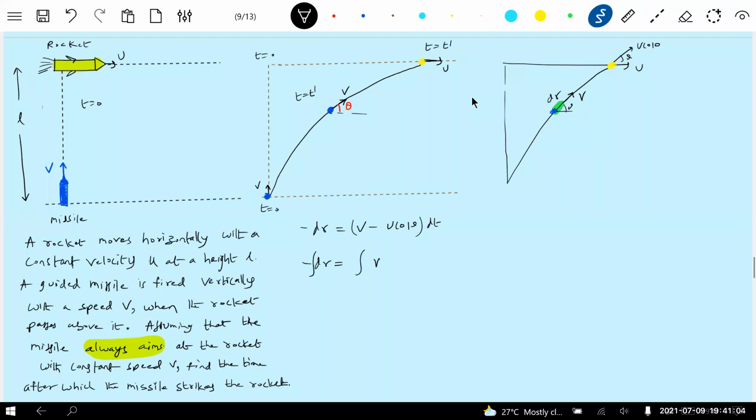This will be u cos theta into dt. Initially at t equals 0, the separation was L, and finally the separation becomes 0. Then what is the time taken? Let it be capital T. So this will become plus L only after integrating. This is equal to V integral dt minus u integral cos theta dt. u is also constant, I'll take it outside.